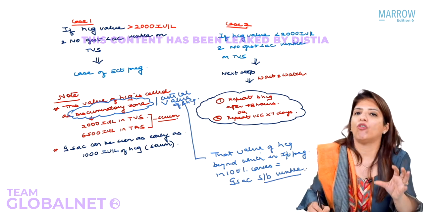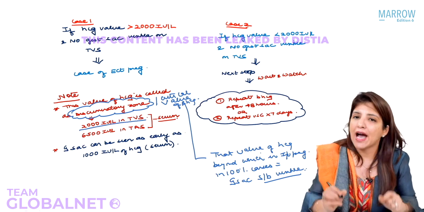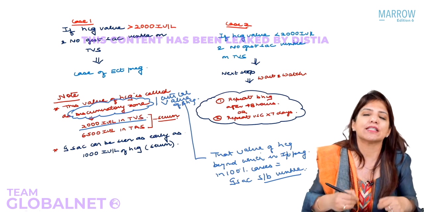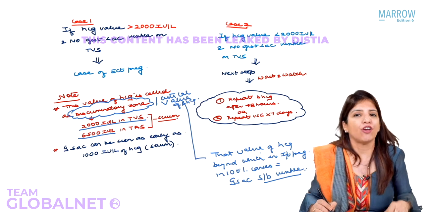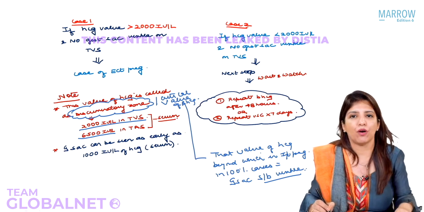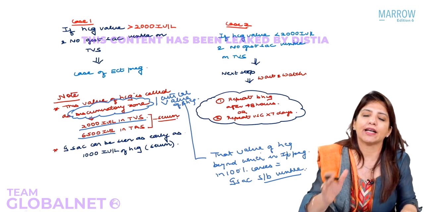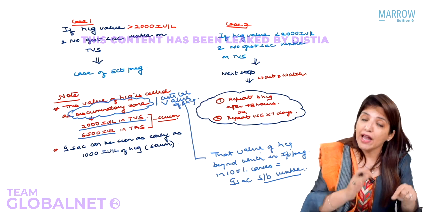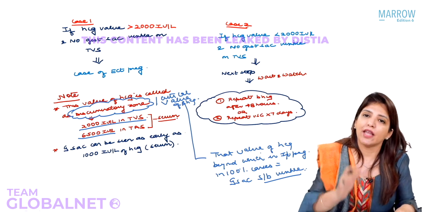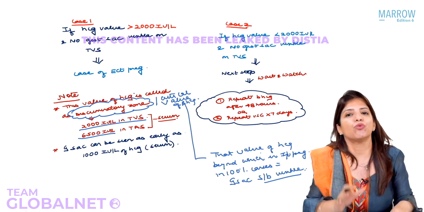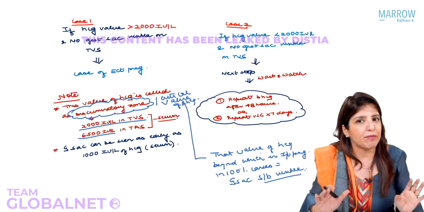And this value of beta HCG in case of TVS is 2000 international units, and in case of TAS, trans-abdominal scan, it is 6500 international units. Which means that if beta HCG is more than 2000, on TVS you should be able to see the gestational sac in intrauterine pregnancy. And if the levels of beta HCG are more than 6500 international units, then on TAS, in intrauterine pregnancy, 100% you should be able to see the gestational sac. Have I made my point clear?